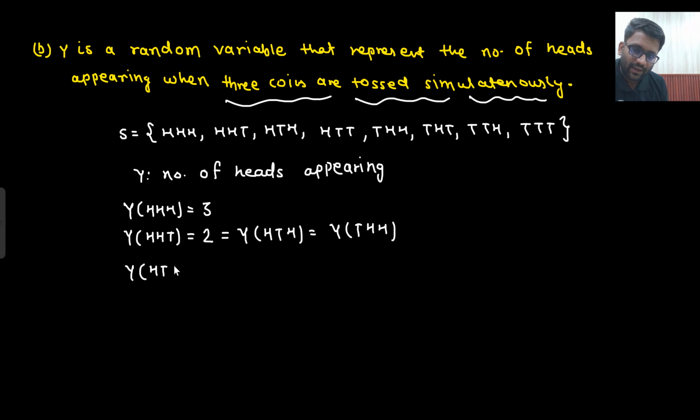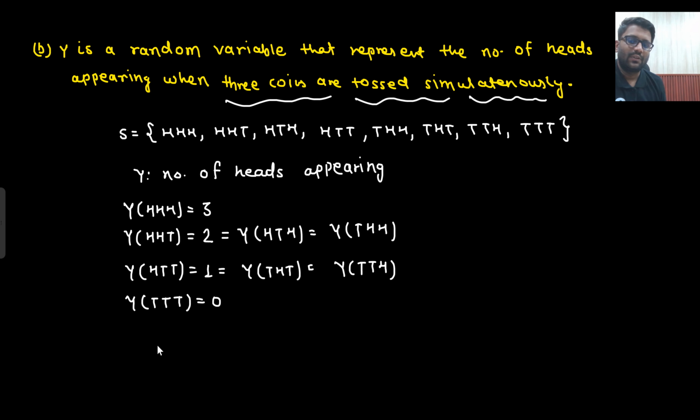Now if it goes to head, tail, tail, how many heads are you having? 1, right? The same will be said by tail, head, tail as well, and the same will be said by tail, tail, head as well. And now what if it goes to tail, tail, tail? How many heads are you having? 0. So y can take the values 0, 1, 2, 3.